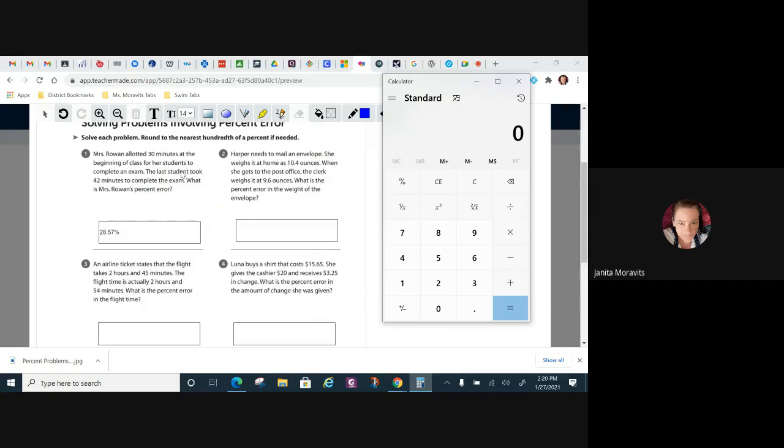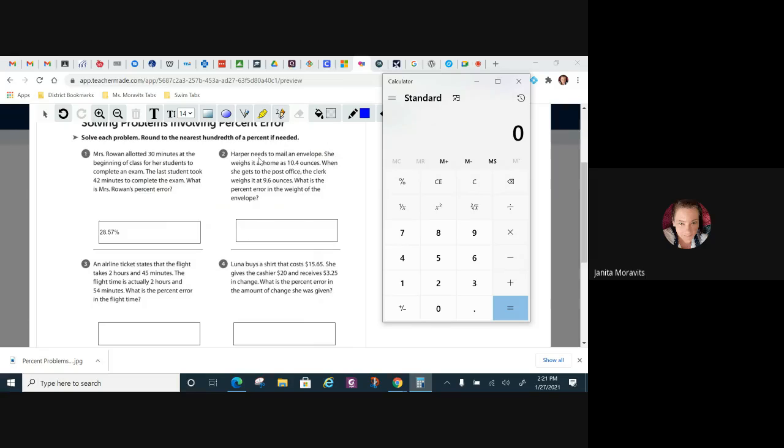Now, let's clear this out. Now, number 2 says, Harper needs to mail an envelope. She weighs it at home as 10.4 ounces. When she gets to the post office, the clerk weighs it in at 9.6 ounces. What is the percent error in the weight of the envelope?